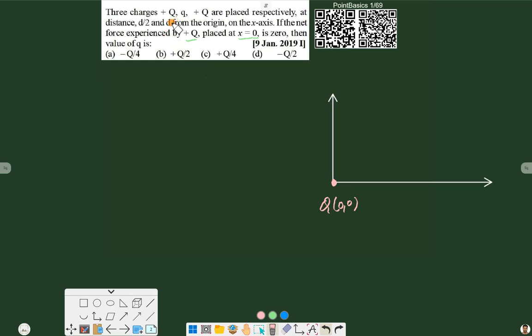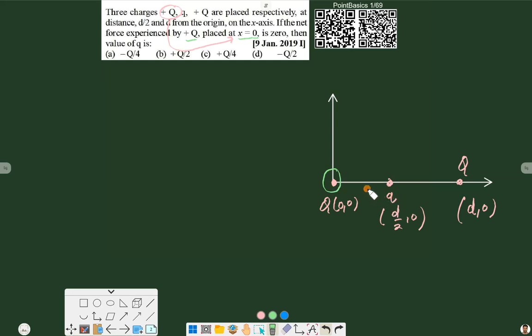Here it is not clearly mentioned, because we have three charges and only two distances, d by 2 and d, are mentioned. These are the distances for the second and third charge, because for the first charge plus Q we have already been told that it is at x equal to 0. So this small q is at d by 2 distance on the x-axis, and plus Q is at distance d on the x-axis. So we have q at (d by 2, 0), and plus Q at (d, 0). Now it is given that the force on this charged particle is 0, so we have to find the value of small q.